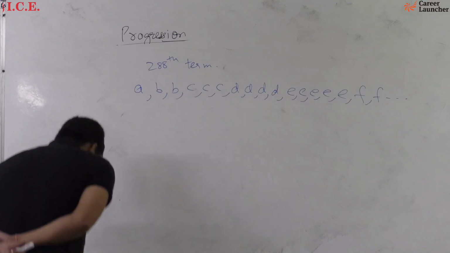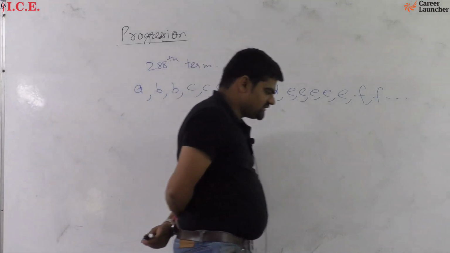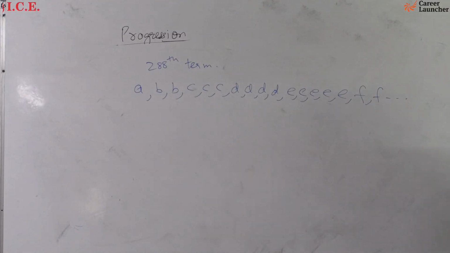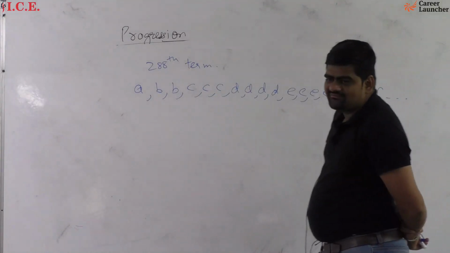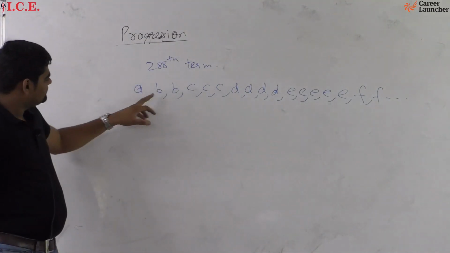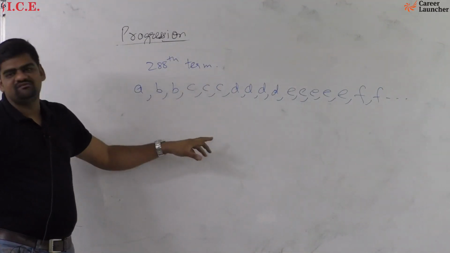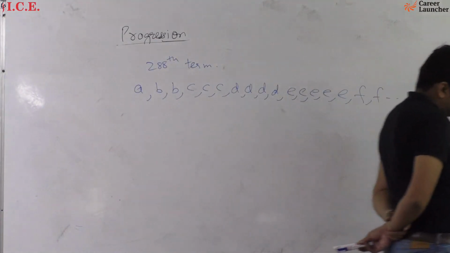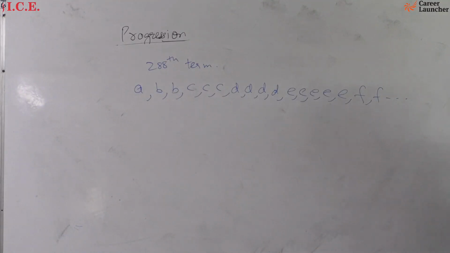How many alphabets are there total? 26. And you want to find the 288th term. So for example, if I ask the fifth term of the series: first term, second term, third term, fourth term, fifth term. Fifth term is C. So the answer has to be an alphabet. What is that alphabet?